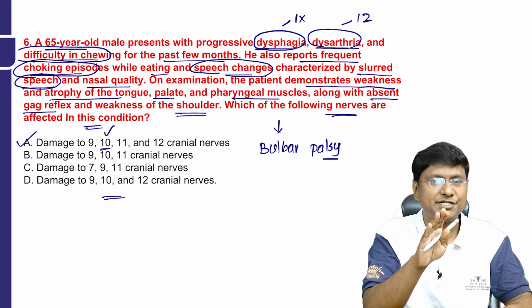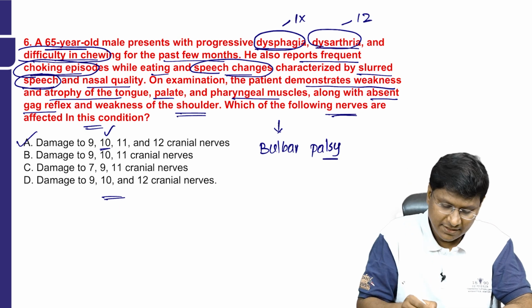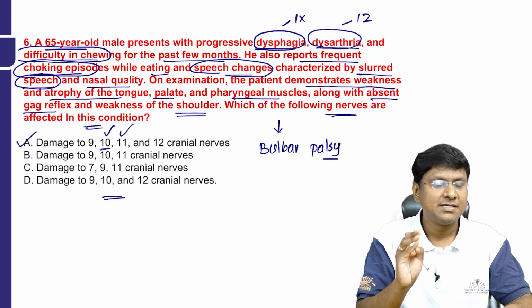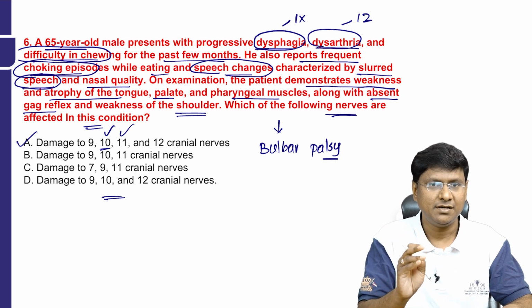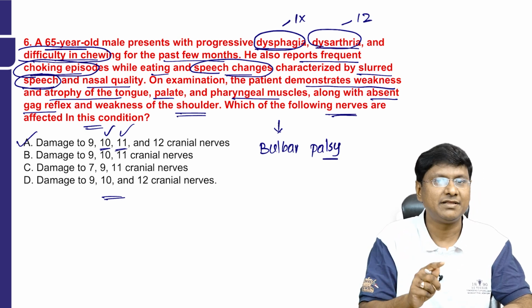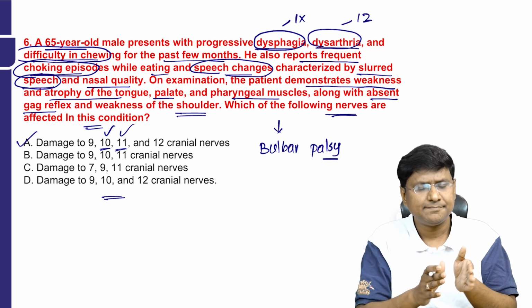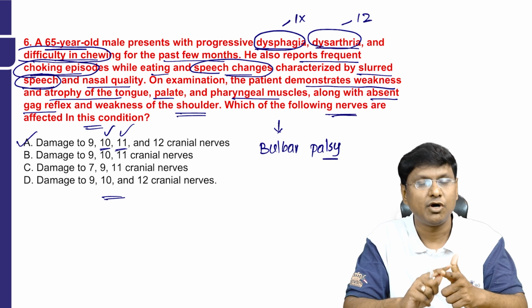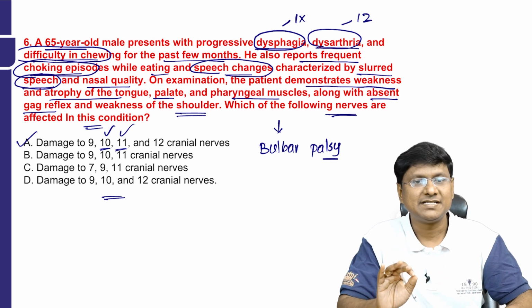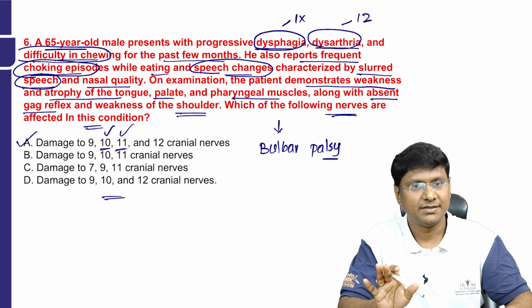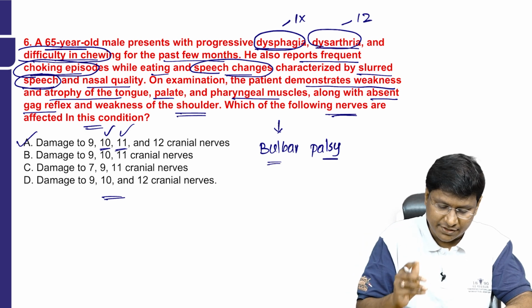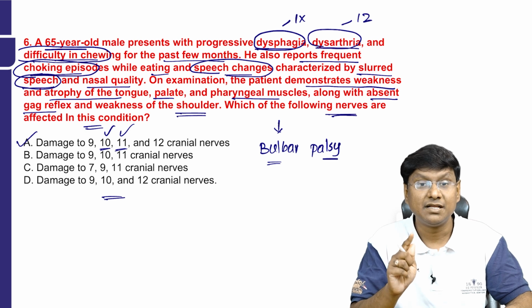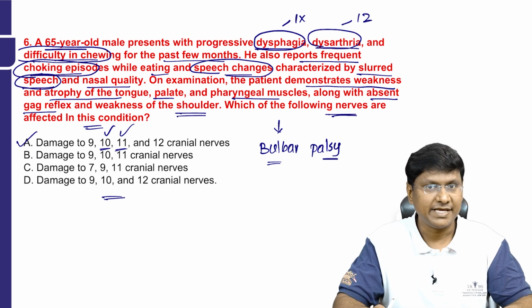But in that bulbar region of the medulla oblongata, there is also the 11th cranial nerve. Usually the 11th cranial nerve supplies the sternocleidomastoid and trapezius muscles. Once there is damage to the 11th cranial nerve, this will contribute to abnormality in head movement and in shoulder elevation. So that is about the 11th cranial nerve involvement. The answer to this question is damage to 9, 10, 11, 12 cranial nerves, where the patient has bulbar palsy. So the answer is A, the first option.